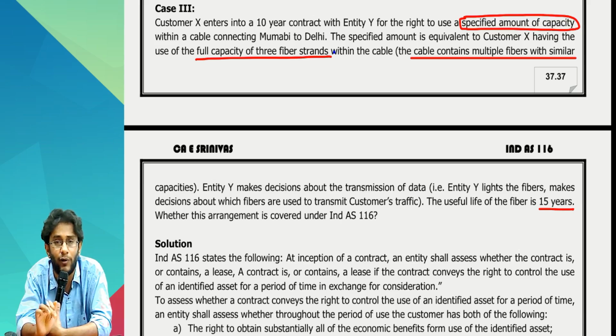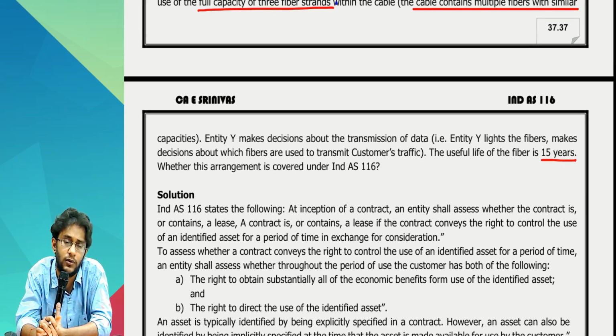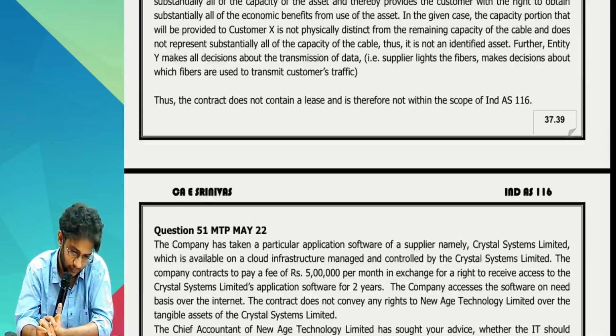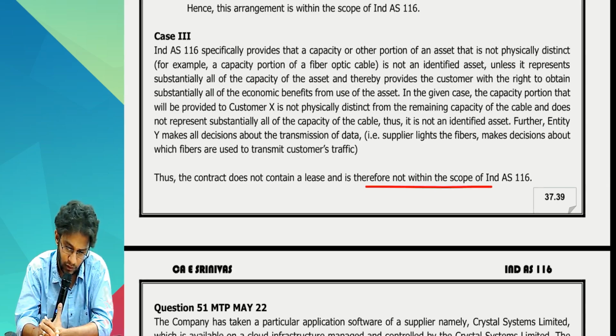Moreover, entity Y is making all the decisions. So the right to direct the usage of the asset also, customer X does not have. Therefore, there is no lease contract. Not within the scope of Ind AS 116.